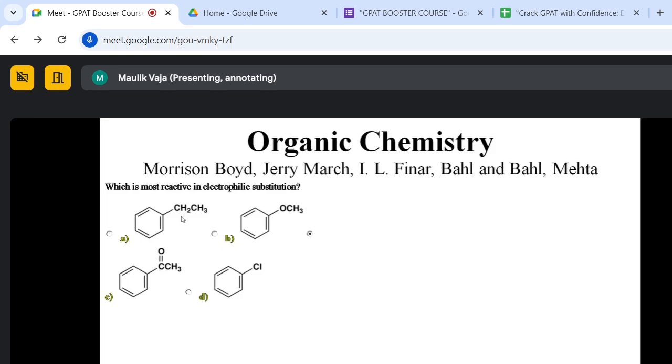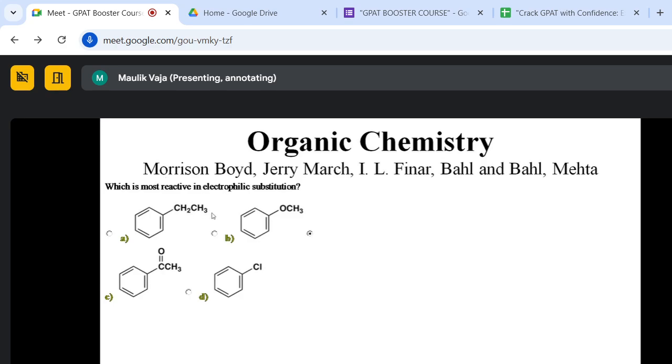Anyone? Electron donating group, sir. This is electron donating. Here OCH3, option B, is also an electron donating group. And options C and D are electron withdrawing groups. Electron withdrawing groups are deactivating groups, so options C and D get omitted. So the answer should be option A or B.